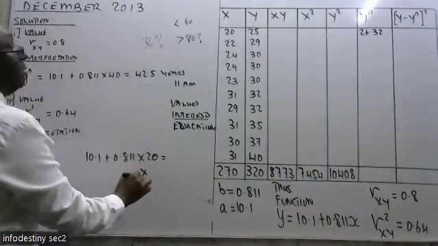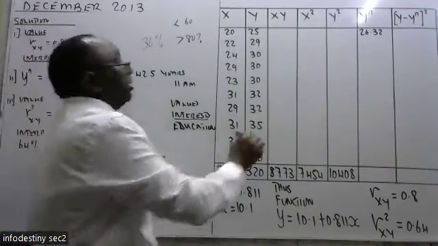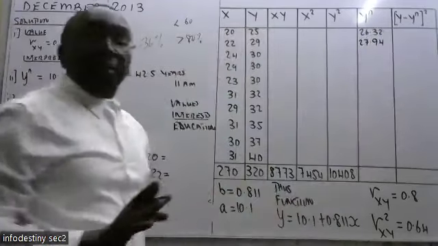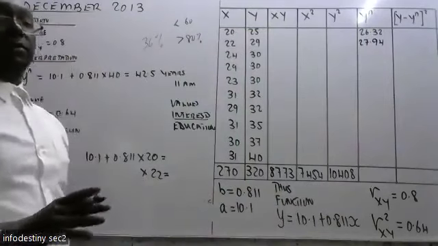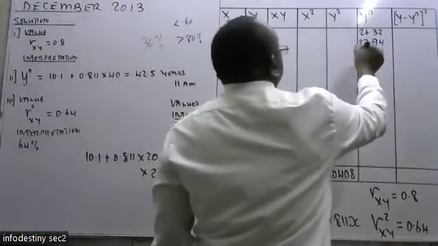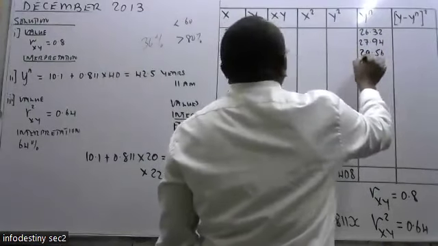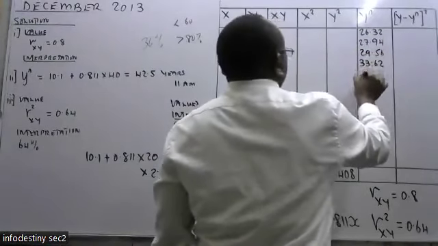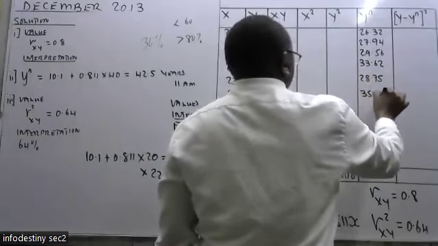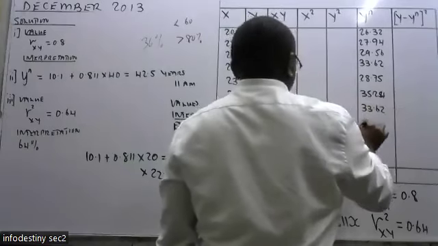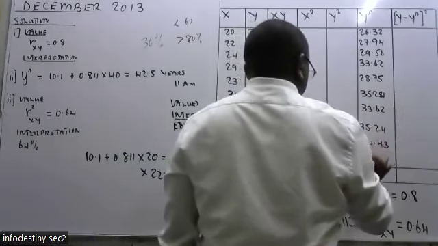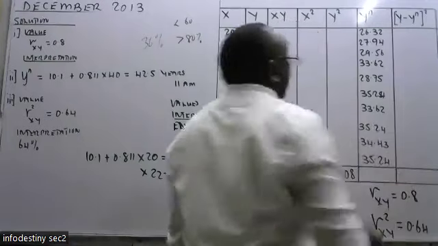Haya, ukiweka hiyo ingine ukisema times 22 ndio inaleta 27.94. So nafikiria kila mtu ameelewa hapo, sio? So then those who have not done, you can give them the advantage of copying. Nisome the next. 29.56. 23.75. 35.24. 33.62. 35.24. 34.43. 35.23.